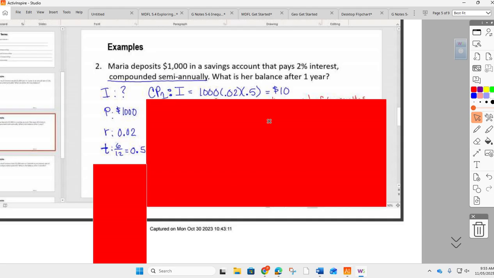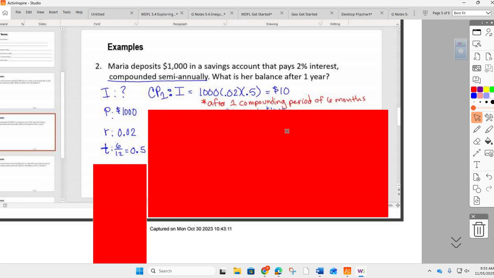So just plug in. For our first compounding period, we're going to use the principal and these numbers that we identified. Marie would earn $10 to find our new balance. Sorry, not after the first year, after 6 months.